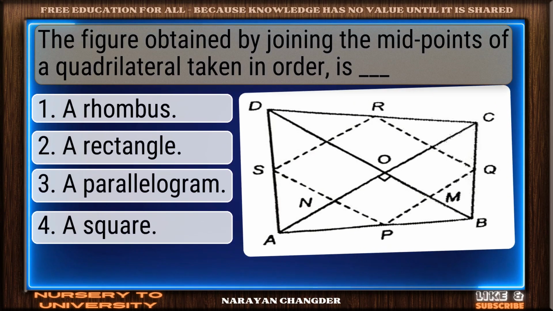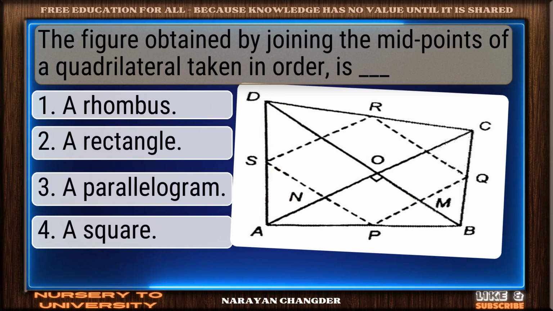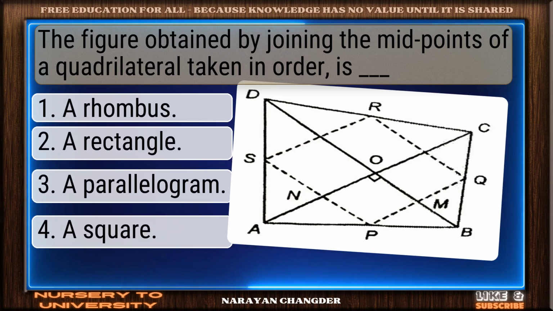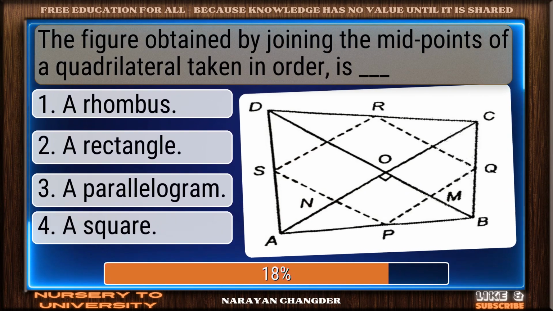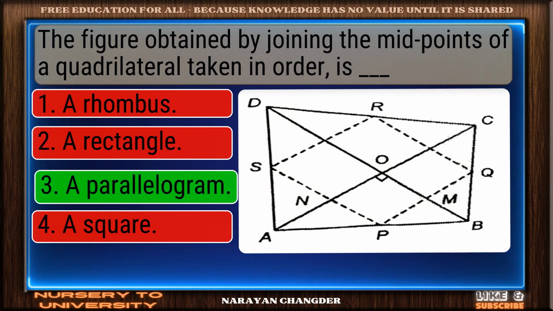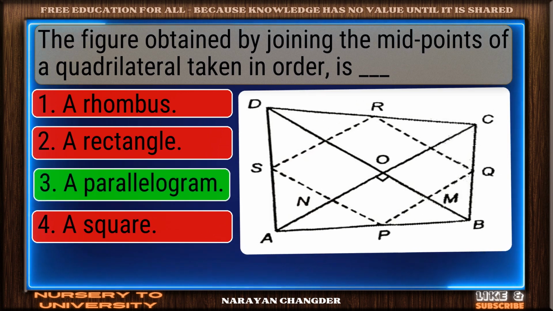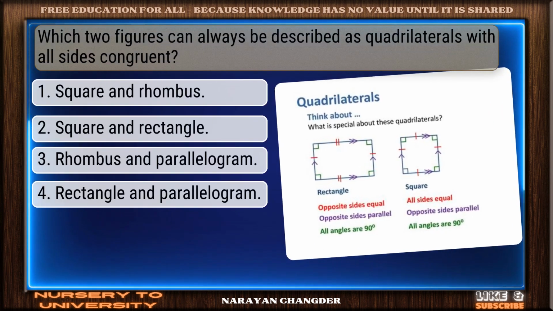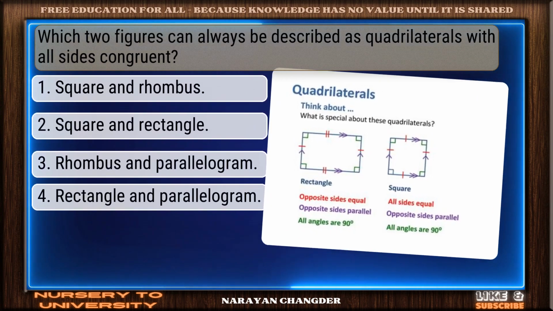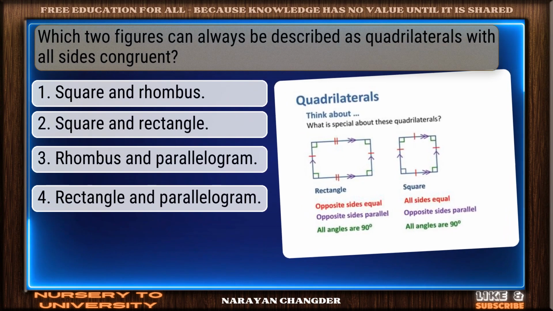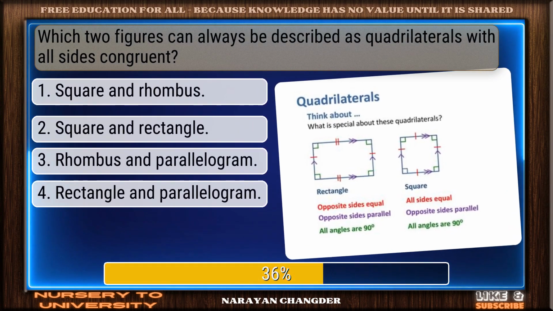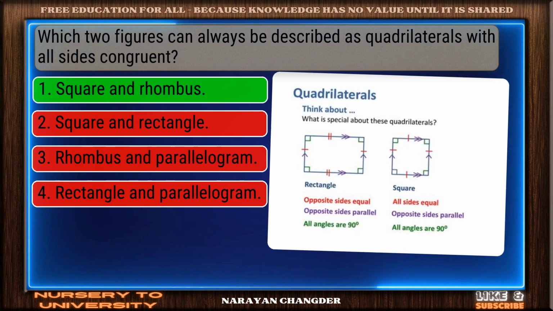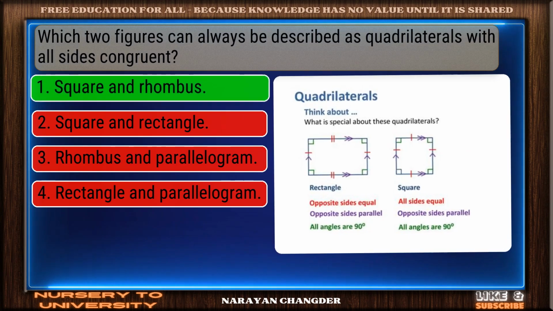Question number 52. The figure obtained by joining the midpoints of a quadrilateral taken in order is a dash. Solid response. A parallelogram is a valid choice. Question number 53. Which 2 figures can always be described as quadrilaterals with all sides congruent? Good job. Your answer, square and rhombus, works well here.